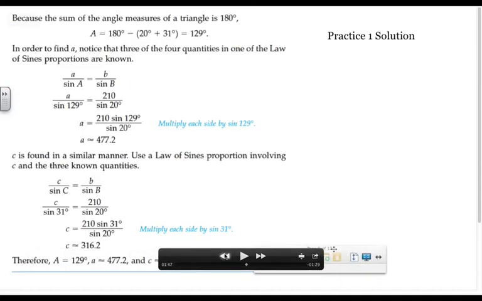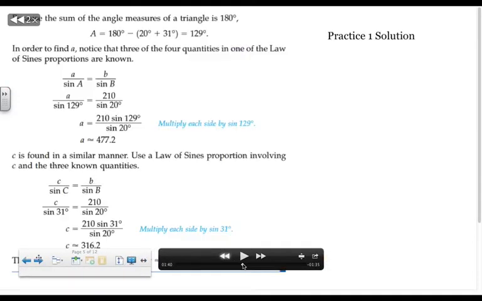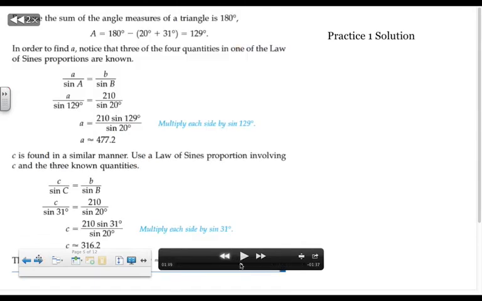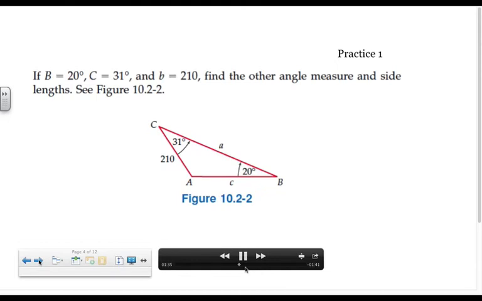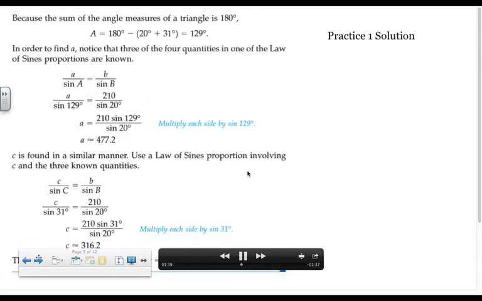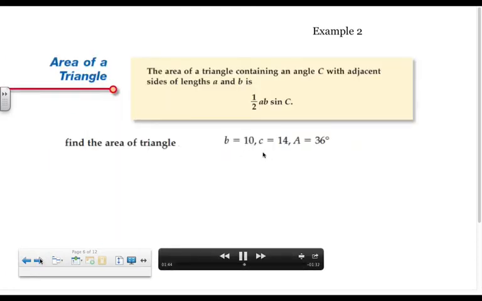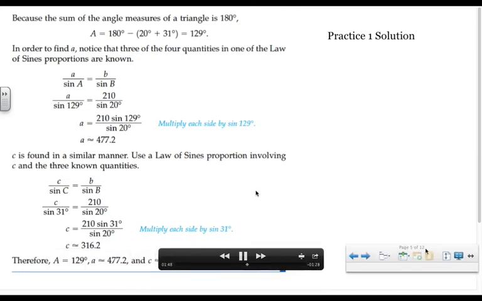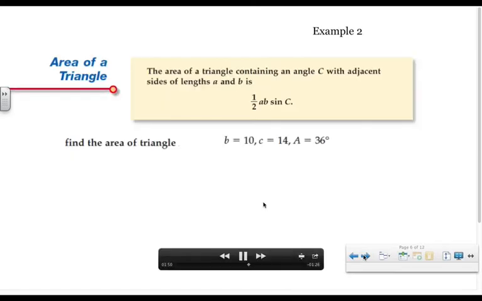Oops, I don't know what happened. Okay, hold on, something's funky with my, there's my practice. Okay, so here's this, I think I accidentally put that in there twice. That's the solution to practice one. There we go.